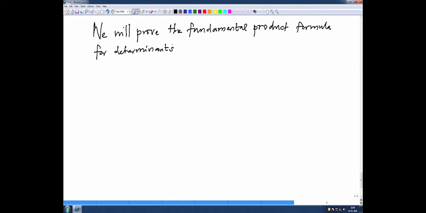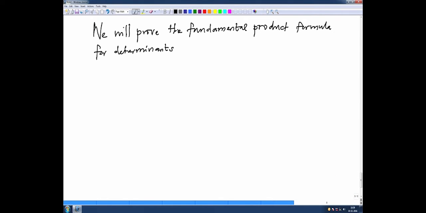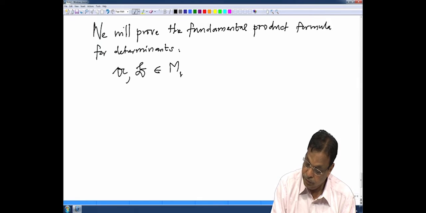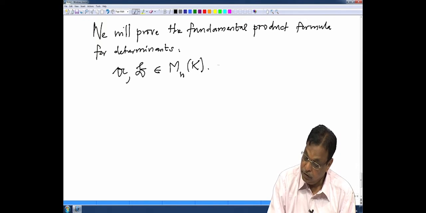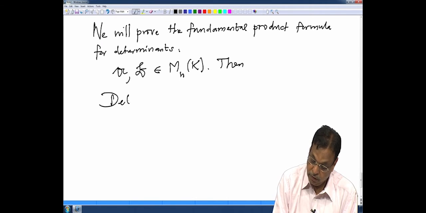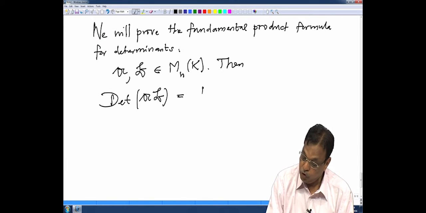And also we will use this product formula for the computation of the inverse. So, this is used very often. So, what do we want to prove? I want to prove that if I have two square matrices A and B of the same order, then the determinant of the product equals the product of the determinants.